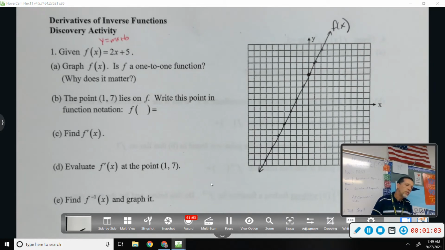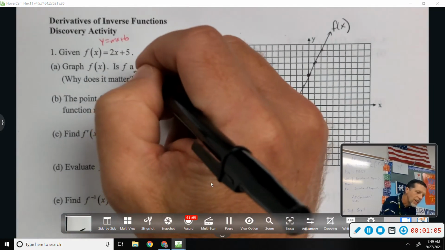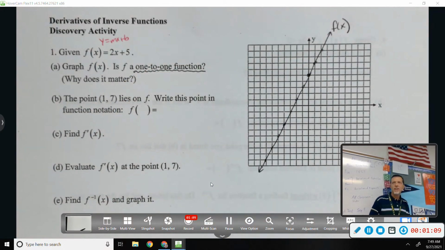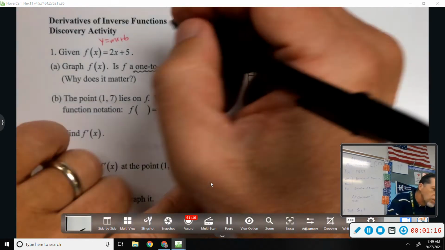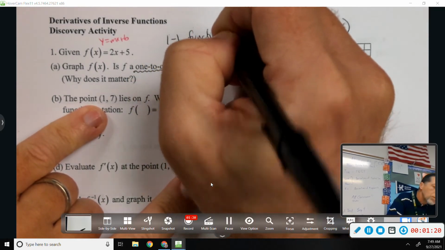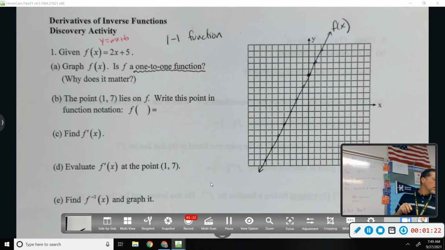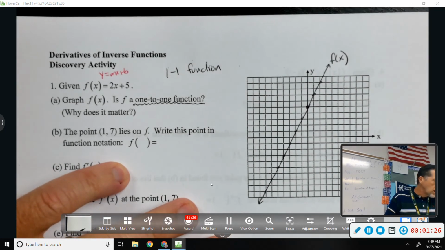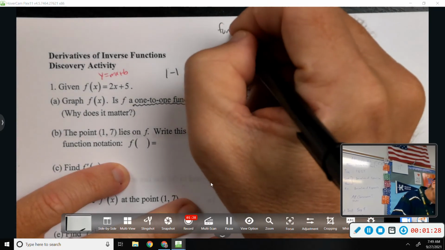Now, do you know if it's a one-to-one function? Have you heard that terminology before? Does that mean anything to you? It's okay if it doesn't. Okay, so a one-to-one function, sometimes abbreviated as just 1-1, one-to-one. Let's back up and let's talk about functions in general.